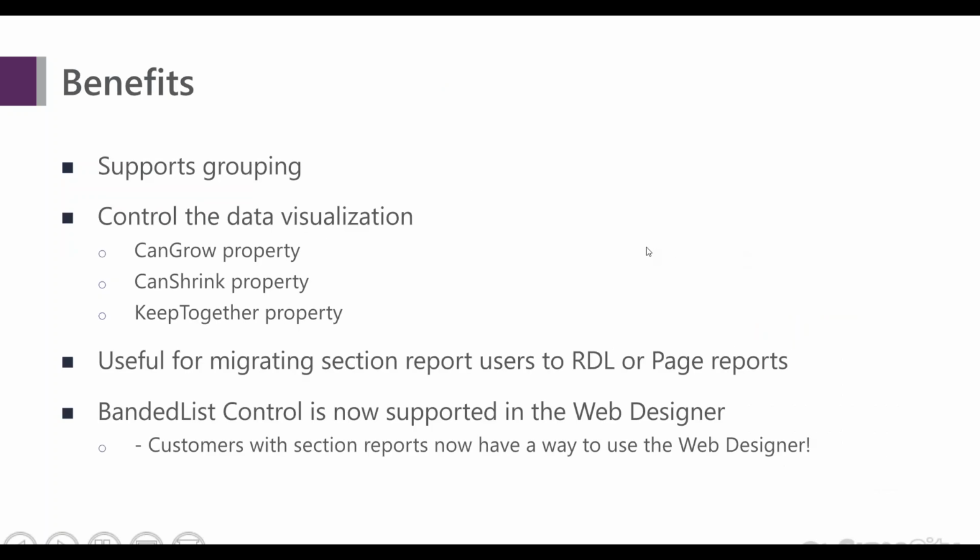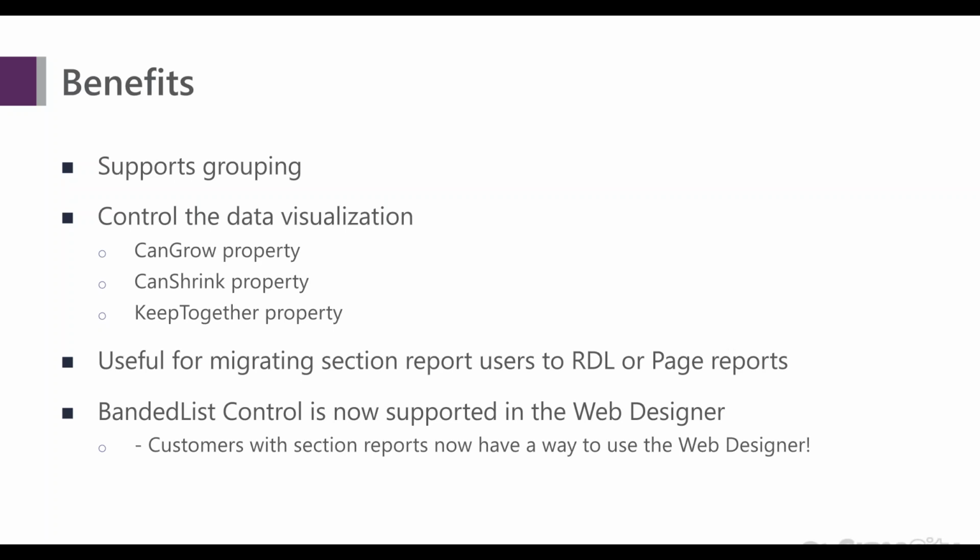So some of the benefits for using this control. The banded list supports grouping, so you can organize and group your data based on fields like a name, a city, or even a state. You can control how the data regions are rendered. So you can have the data region grow vertically to accommodate your data, which is the can grow property, or you can have the region shrink if there is not enough data to fill it, which is the can shrink property. Then we also have a keep together property, which is pretty self-explanatory. It keeps all of the data in that particular section of the banded list together.